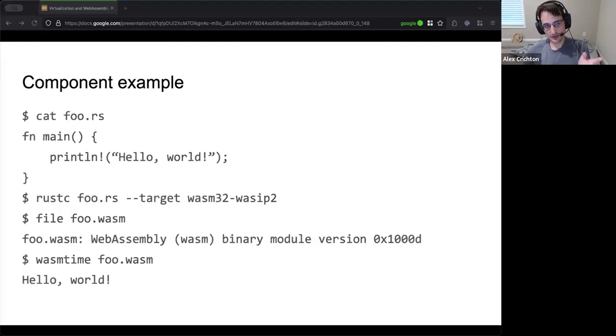So just to give you a brief example of components, we can take the exact same source code as before, but we'll change a few things. Previously, we compiled for this P1 target. We'll switch that to P2. We can see the version number came out a little bit differently just because the binary representation is slightly different. If you actually look inside here, you'll find the exact same core module with some extra wrapper stuff.